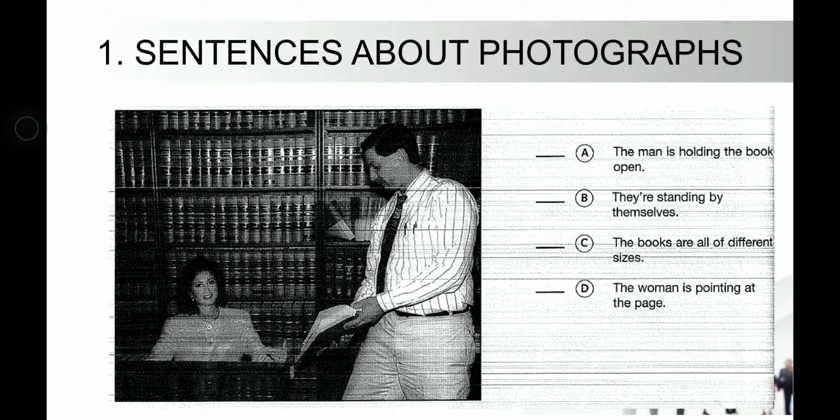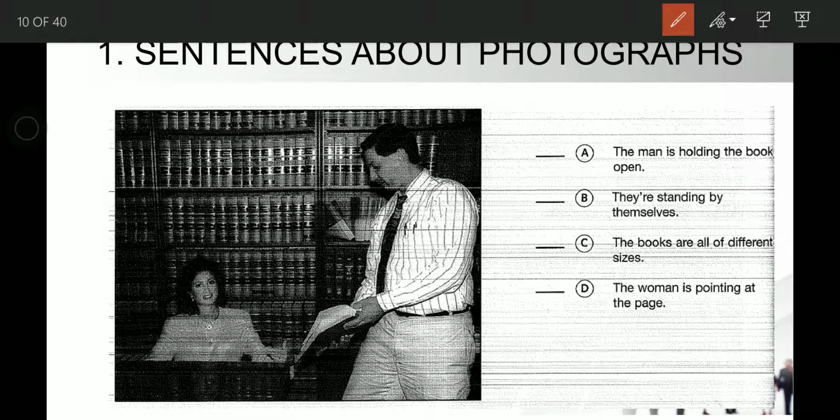Okay, let's start to analyze this one. Is he looking at the book? No, so this is not it. The books are all of different size. Is it different in size? No. They are standing by themselves. No, this one is not standing. She is sitting. So this is wrong. The man is holding the book open. Yes, this book is open and he is holding that book. So this one is the correct answer.